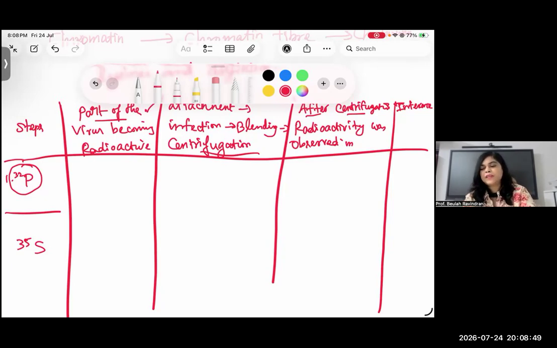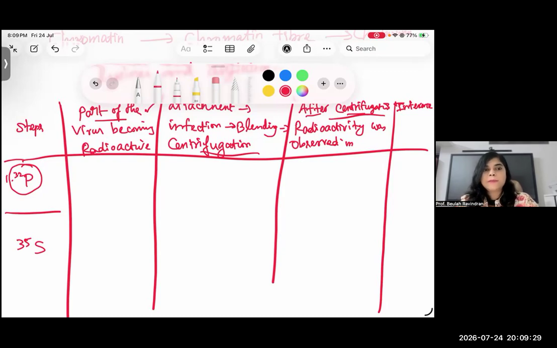Then here, after centrifugation, what happened? The upper compartment of viral coats without genetic material indicates that viral protein has not even entered the bacteria. So this is the only proof protein is not the genetic material. Okay. So this is also confirmed. DNA is the genetic material. Protein is not the genetic material. But previously it was misunderstood like protein was the genetic material. But by means of all these experiments, the scientists proved that DNA is the genetic material.